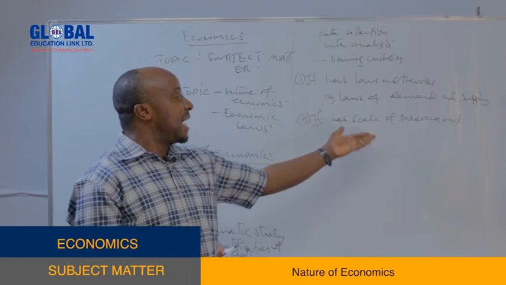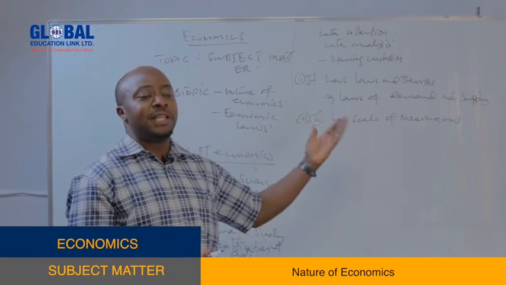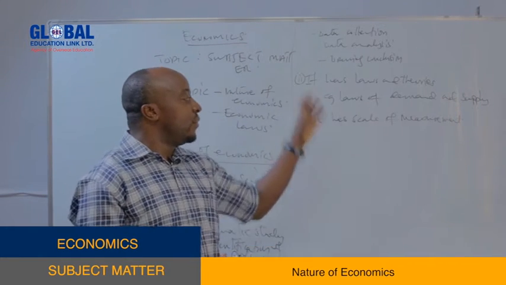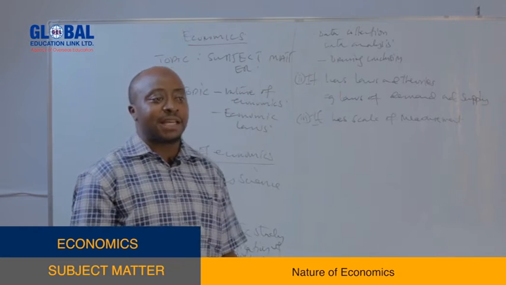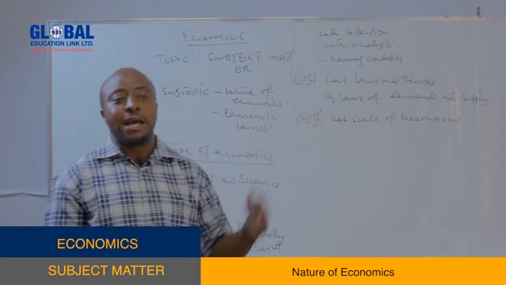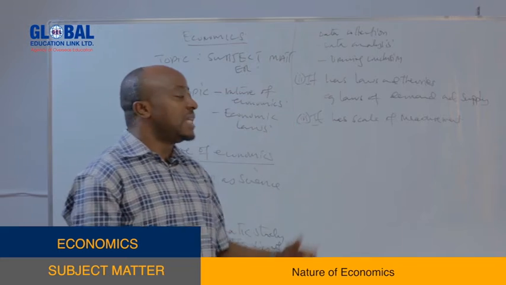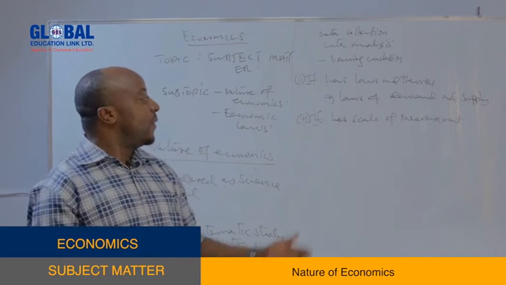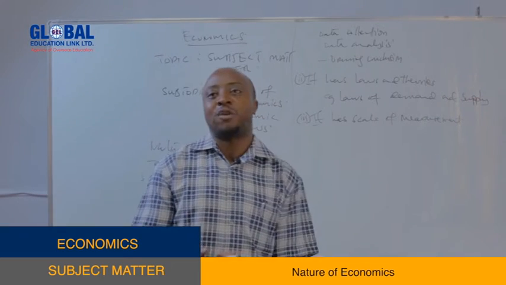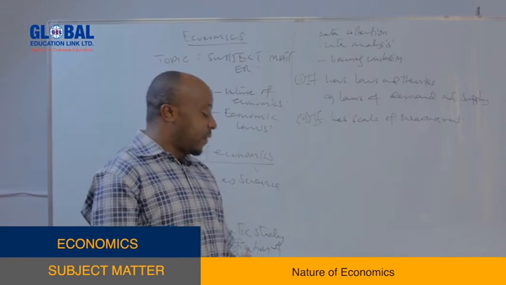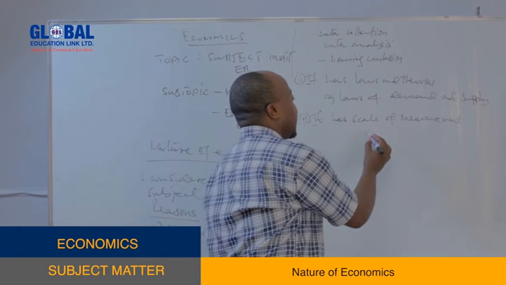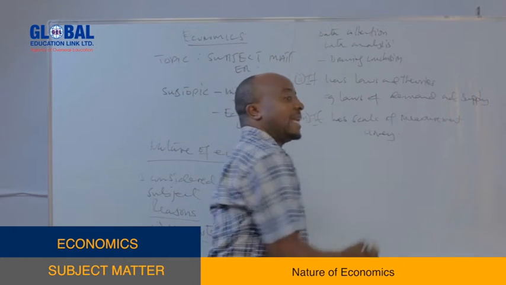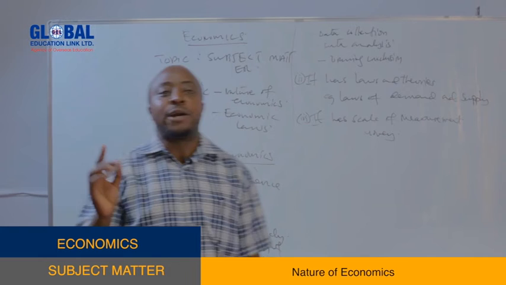I said in pure sciences like chemistry and physics, they have unique measurements. For example, the measurement for weight, for height, for distance, for volume. Those are scales of measurement. So now, even in economics, we have a scale of measurement. The scale of measurement in economics is money. Money is the scale of measurement in economics.